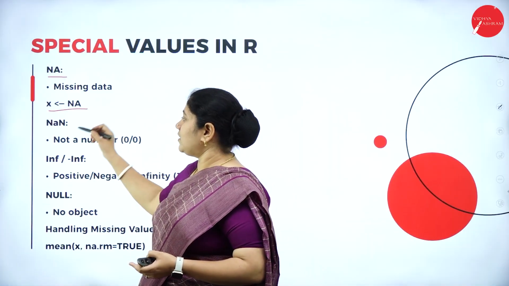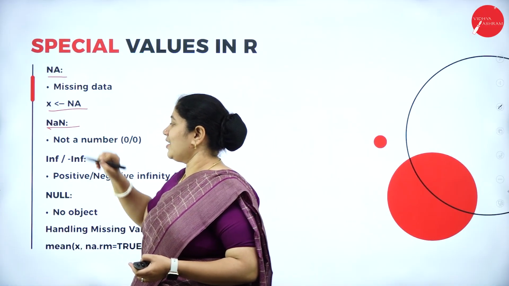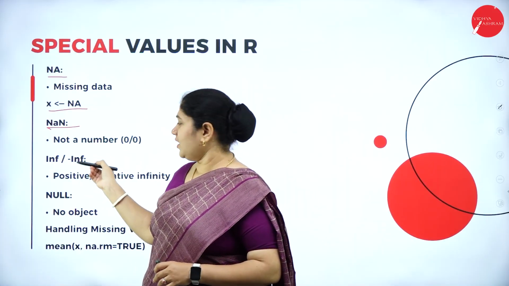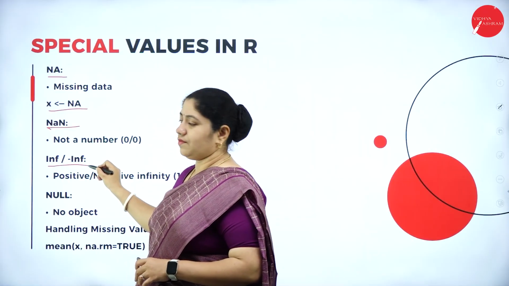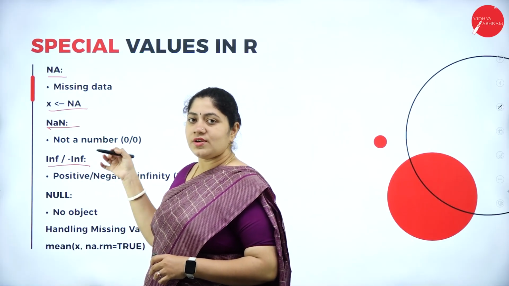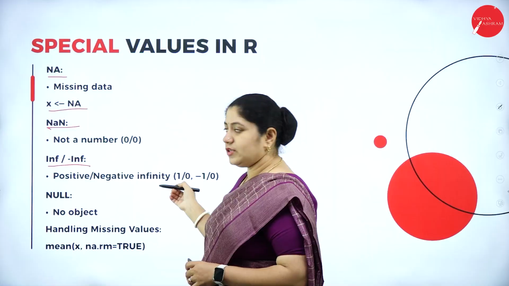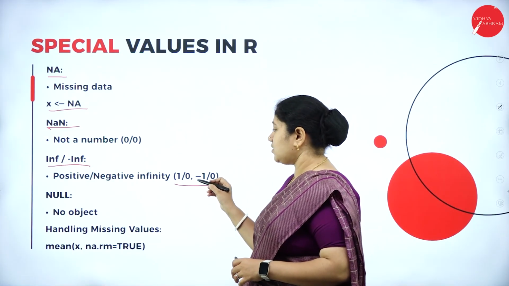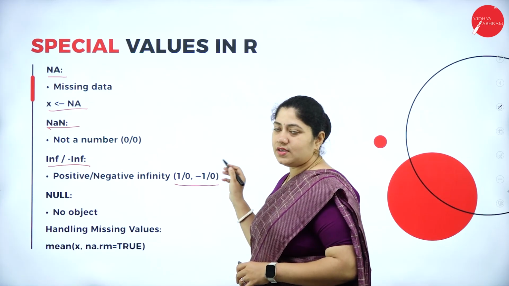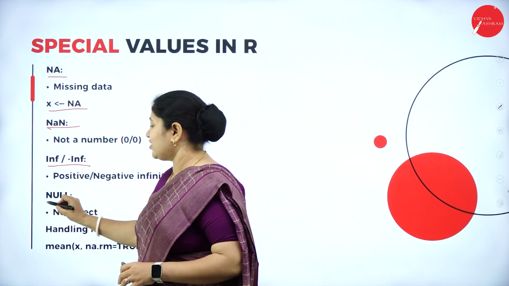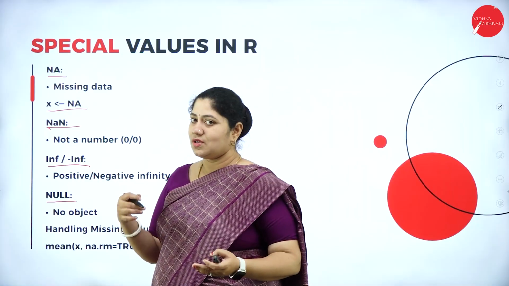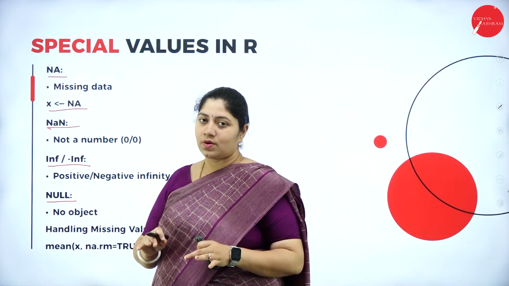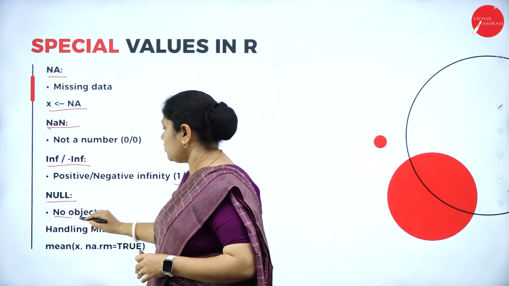The next one is NaN, which says not a number. The next one is Inf or minus Inf. It says a positive infinity or a negative infinity. The example for that is either 1 by 0 or minus 1 by 0. The next one is NULL. What does NULL specify? That there is nothing, which says no object.